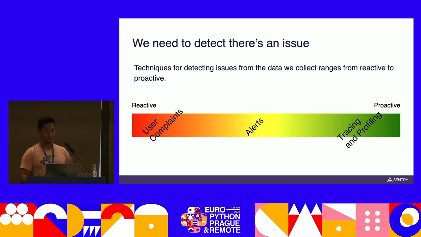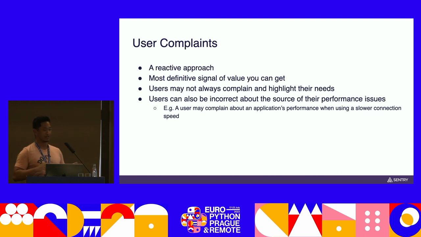So starting with the first one, which is user complaints. User complaints are the most reactive approach, but they're the easiest. You don't have to do anything. They'll tell you, but this is the best signal that you can get from your users from a use case, because they're telling you something is not working for them. That's golden. The downside of this is that it's not very consistent, and sometimes users aren't actually very good at explaining what's going wrong, which is why we need to rely on the data here.